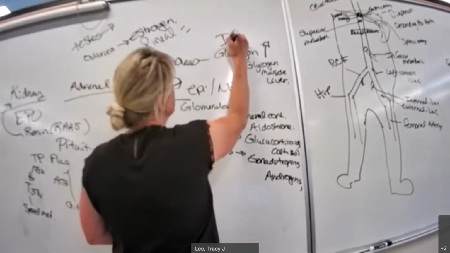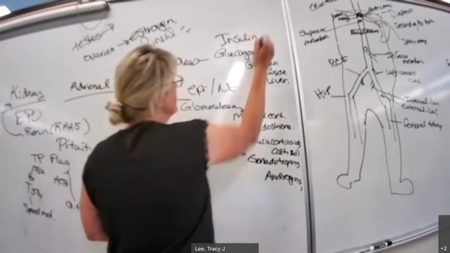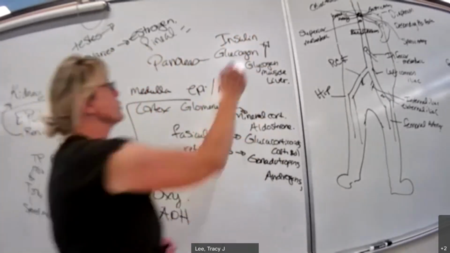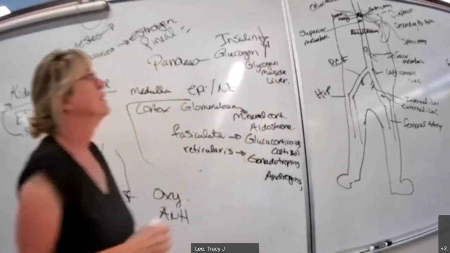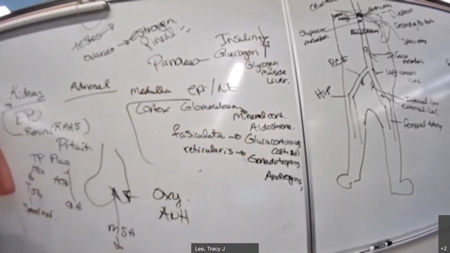And then the second one it secretes is insulin. What's insulin do? Lowers blood sugar. And when would I secrete it? When my blood sugar is high. So we just ate some meal high in sugar.